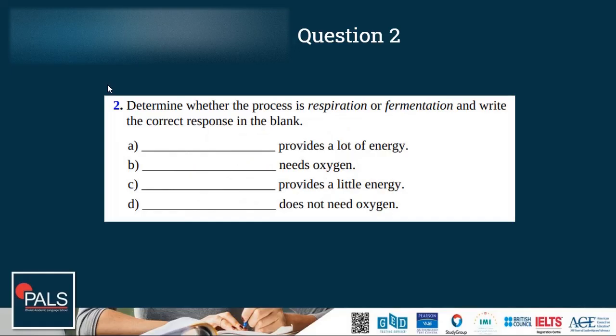Determine whether the process is respiration or fermentation and write the correct response in the blank. With respiration here we mean aerobic respiration, fermentation anaerobic respiration. A. Provides a lot of energy. B. Needs oxygen. C. Provides a little energy. D. Does not require oxygen. Alright, I give you some seconds to think about this.